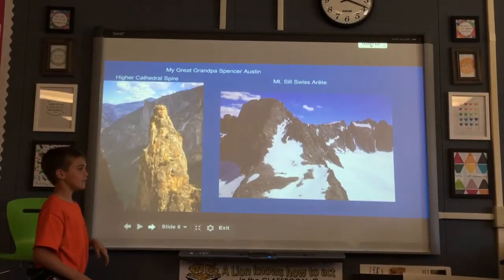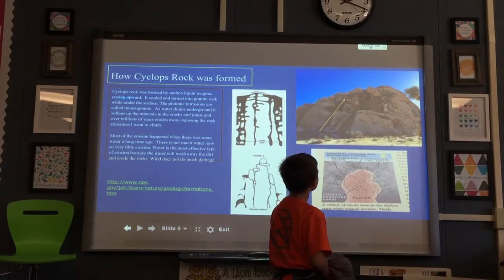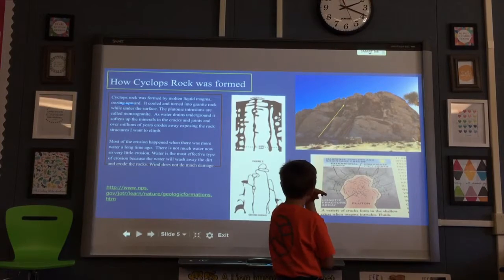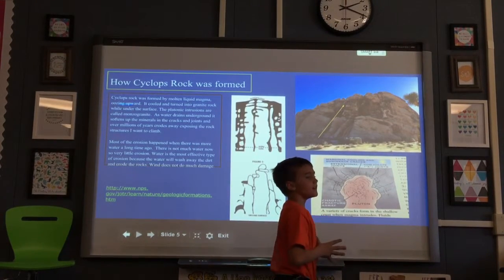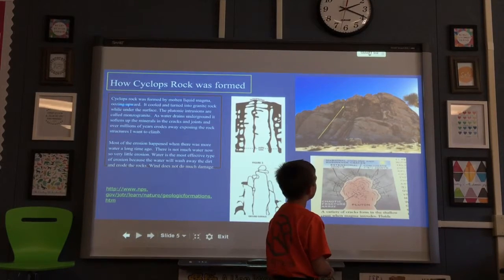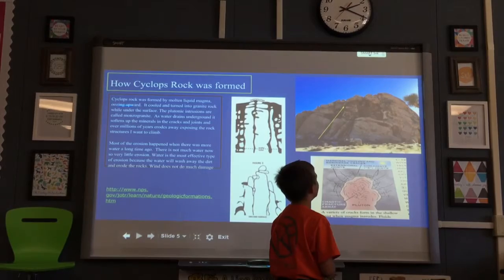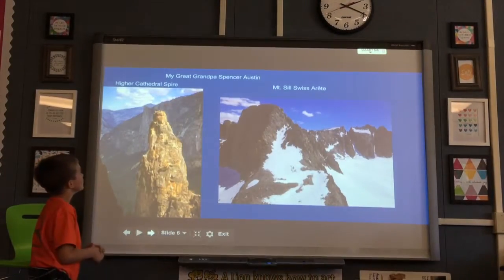And what was the arrow pointing to? Oh, it's the part that I like the most, because Cyclops Rock is a rock with an eye at the top, and the arrow is pointing at the eye. You'll see some pictures of it.